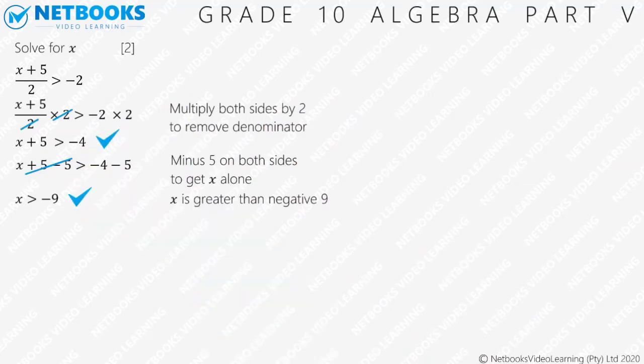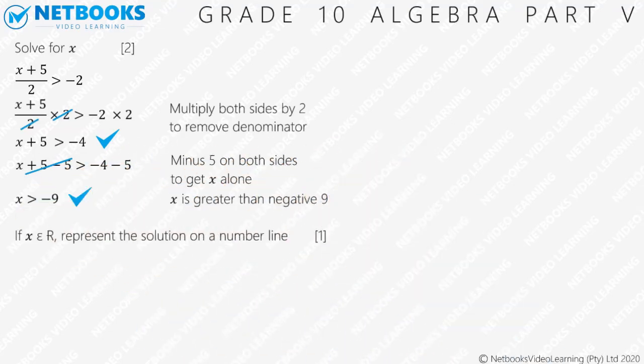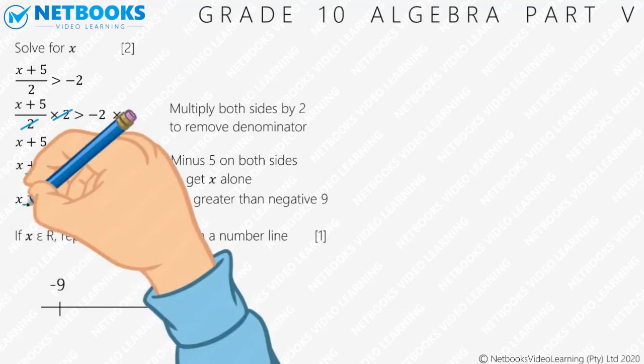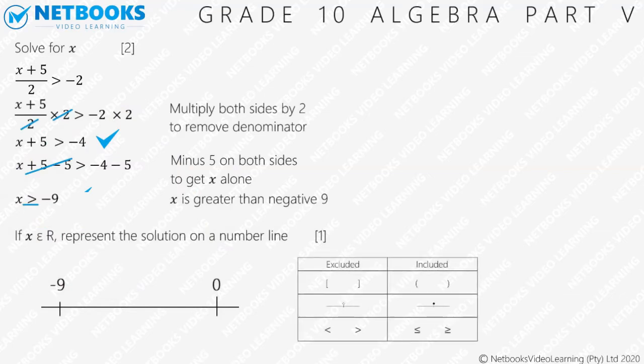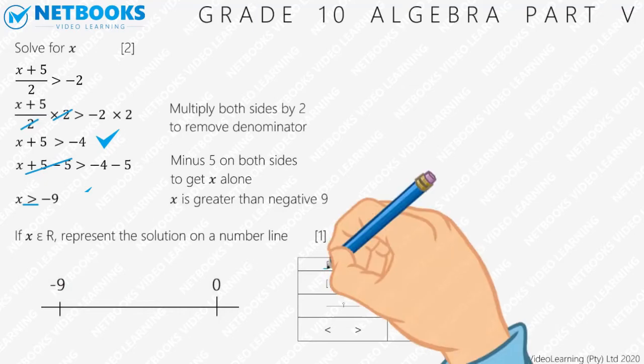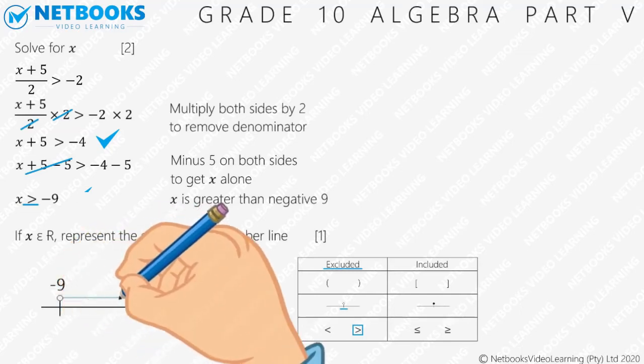The second part of this question says, if x is an element of real numbers, represent the solution on a number line. No problem, we know how to do this. We draw in the number line in the value of -9. It is time to interpret the inequality. We see that this is greater than, and not equal to. Therefore it is excluded. We refer to our handy table and see that this means an open circle. X is everything greater than -9. And so the arrow starts at -9 and goes on forever.